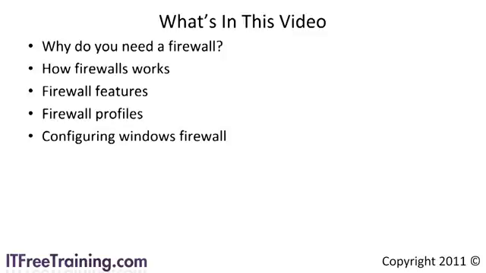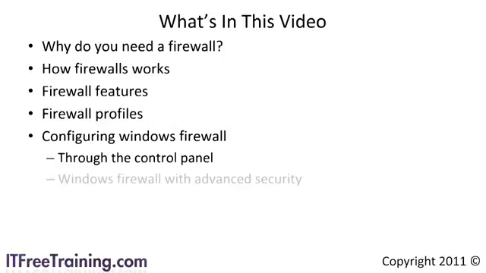There are a number of different ways to do this. The easiest way is through Control Panel, but if you want access to some of the more advanced features, you will need to use Windows Firewall with Advanced Security. Finally, I will look at configuring the firewall using group policy. In an enterprise environment, you will need to understand how to use group policy to deploy the Windows Firewall when you have hundreds or even thousands of computers to support.